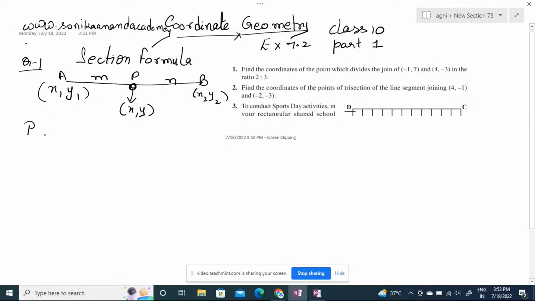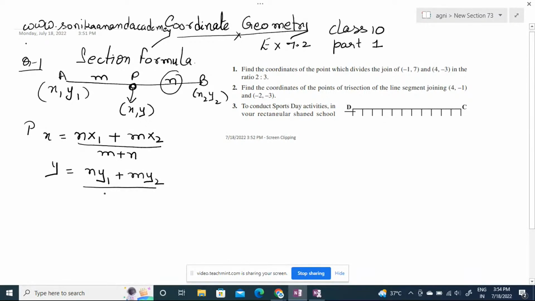So for the point P, the value of x is equal to n with x1 plus m with x2 over m plus n. Similarly, the coordinate of y is n with y1 plus m with y2 over m plus n. Now, this is if they are dividing internally. And if externally, then the formula is different. I will tell you later.